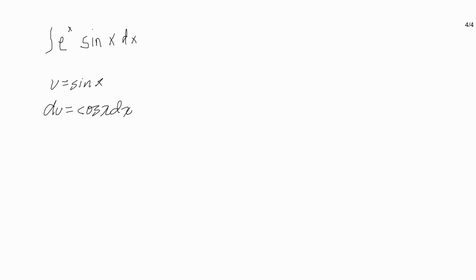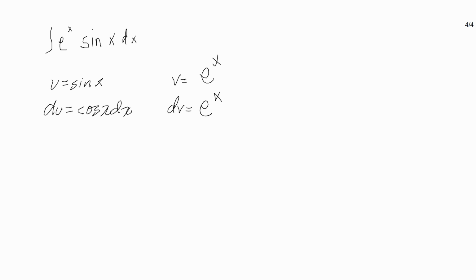dv is equal to, I want you to say what Mr. Ryder said. Thank you. All right, so dv is e to the x dx, and u is sine x. I'll do this one for you: the antiderivative of e to the x.